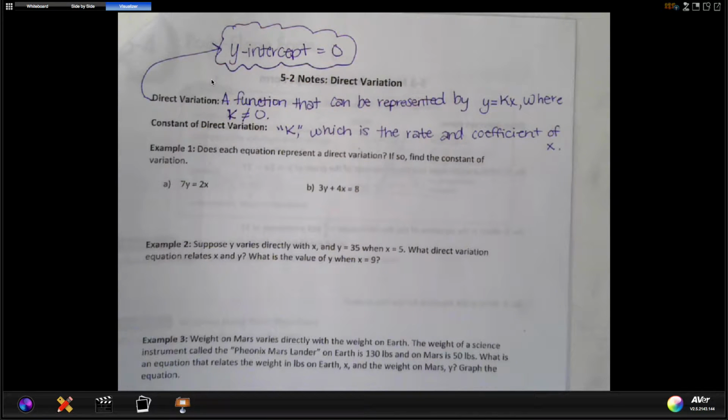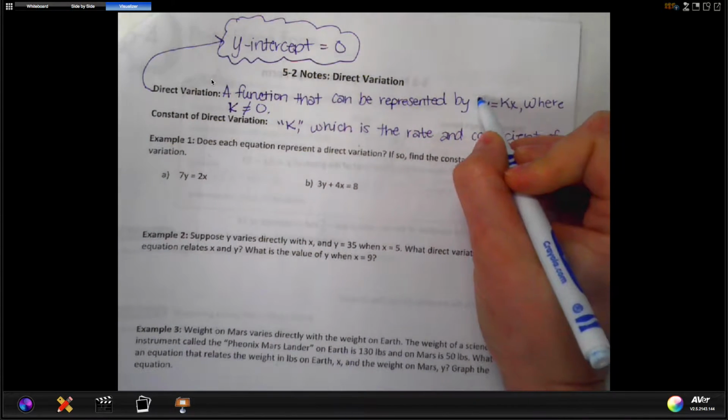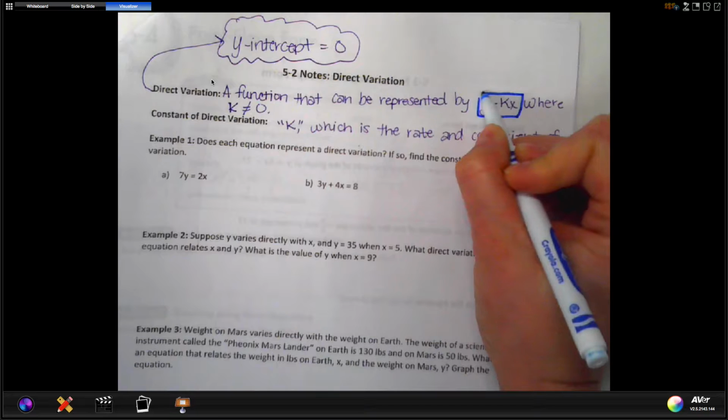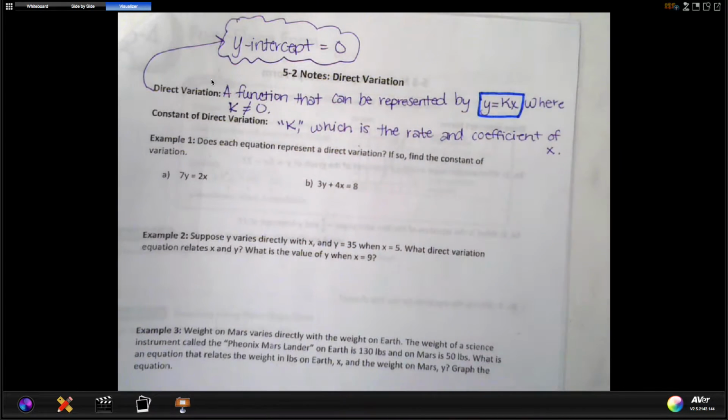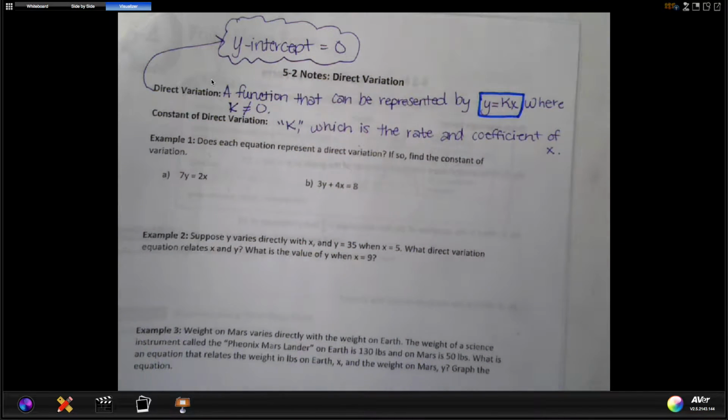Well, direct variation is a version of that, but they call it y equal kx, which I wrote right on here. Okay? And k is the rate or the slope, just like it would be mx. What they want us to realize, though, in direct variation, the y-intercept, notice there's no plus b. It's because it's 0. So anytime there's like a direct variation, your y-intercept is technically 0, okay?